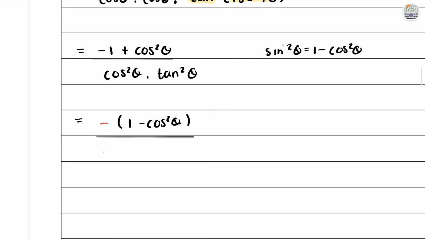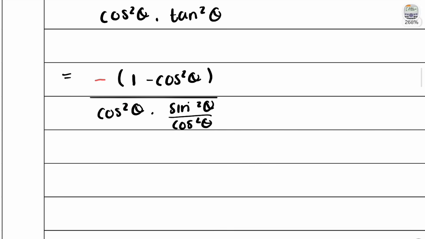And in our denominator, we have cos squared theta and tan squared theta. We can change that to its identity, which is sine squared theta over cos squared theta. This cos squared theta in the denominator is on the numerator when compared to this. So since they are multiplying, whatever is common will cancel diagonally.